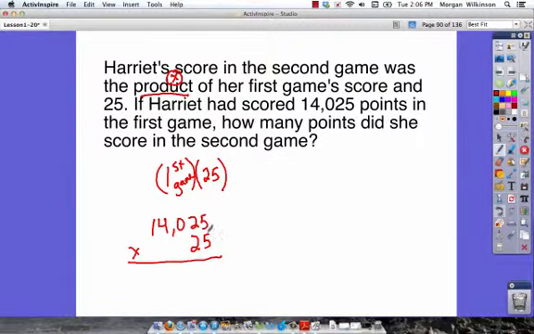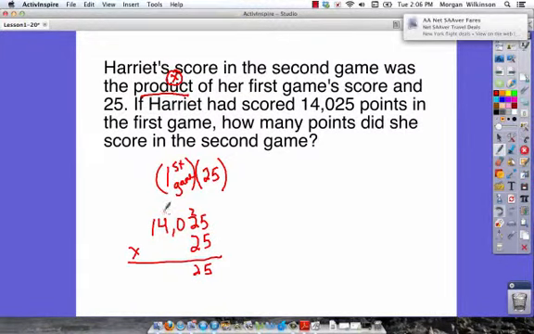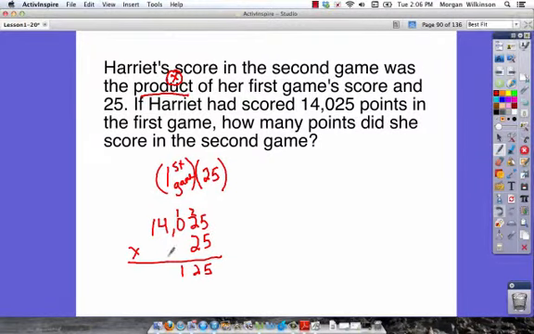5 times 5 is 25. We're going to carry our 2. 5 times 2 is 10, plus 2 more gives us 12. We're going to carry the 1. Ooh, got a little email up there. You can see what's going on. 5 times 0 is 0, plus 1 is 1. 5 times 4 is 20, and carry the 2. 5 times 1 is 5, plus 2 more gives us 7. We're going to have the 0 as a placeholder. 2 times 5 is 10. We're going to carry that 1 this time. 2 times 2 is 4, plus 1 more gives us 5.